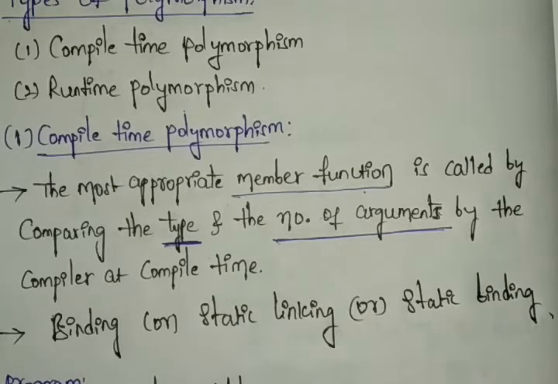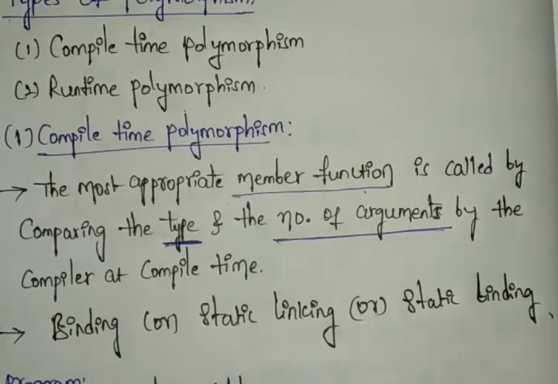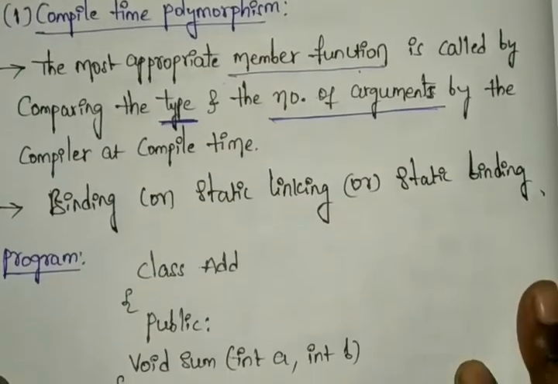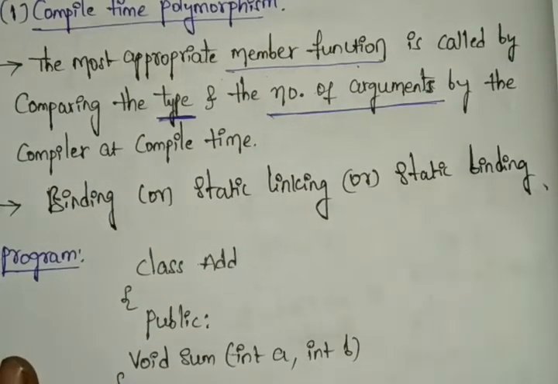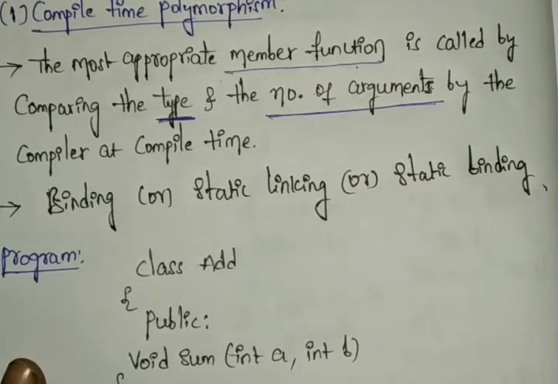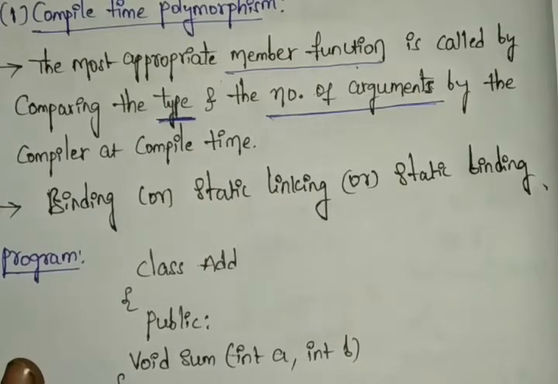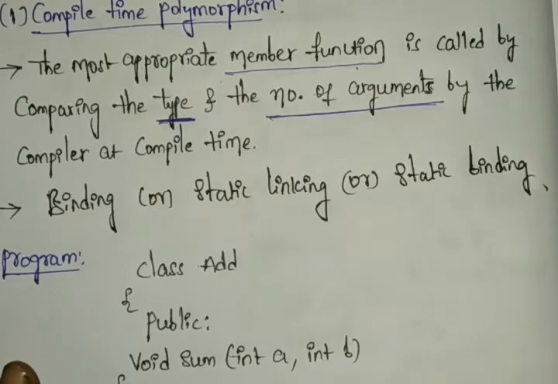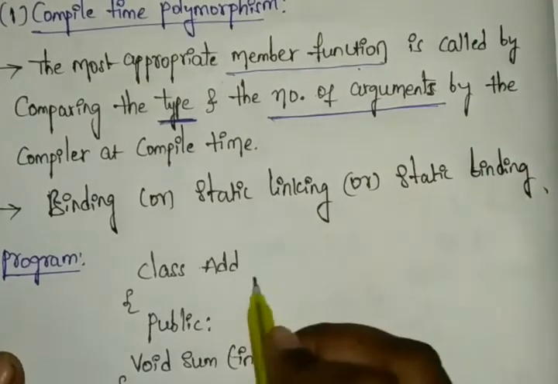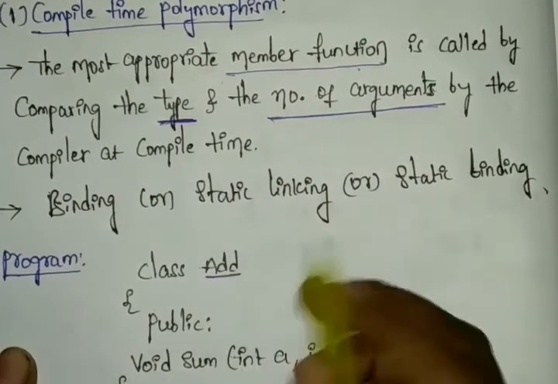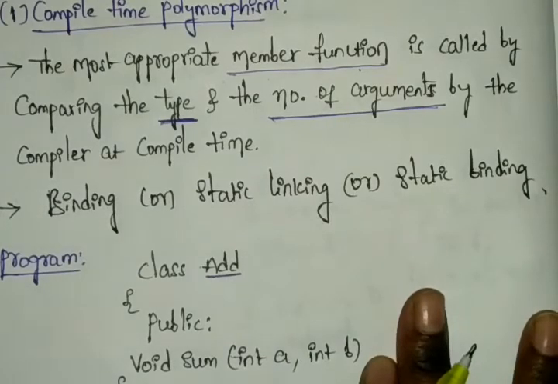For example, you can see here we have one program to define our compile time polymorphism. First we have the class add. Normally you can write iostream.h and conio.h, everything you can write into this. After that I'm writing the class add. Add is our class name.